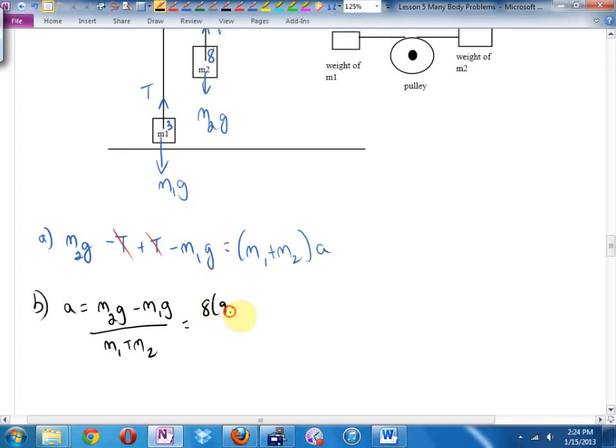8 times 9.8, take away 3 times 9.8, all divided by 8 plus 3, or if you want to, 11. Folks, you want to practice typing these on your calculator because there's more than one number on the top. Brackets, there's more than one number on the bottom. Brackets. Every year I get some student who doesn't try this during class and they get everything right on the test except the answers, because they didn't bother to figure out how their calculator works.